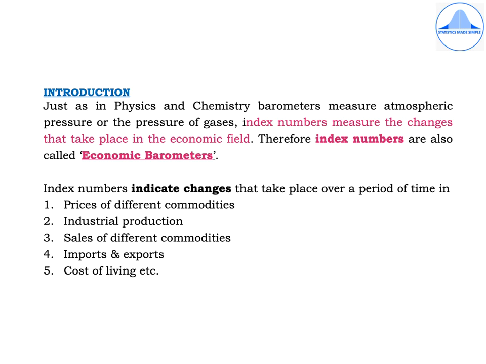Index numbers indicate changes that take place over a period of time, maybe in prices of different commodities, in industrial production, sales of different commodities, imports and exports, and cost of living of people.